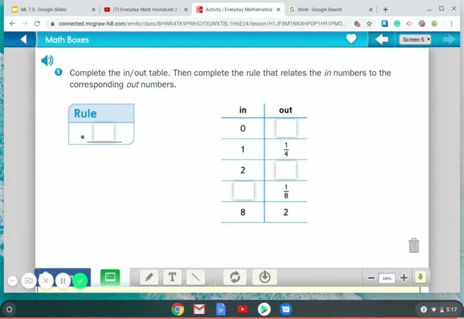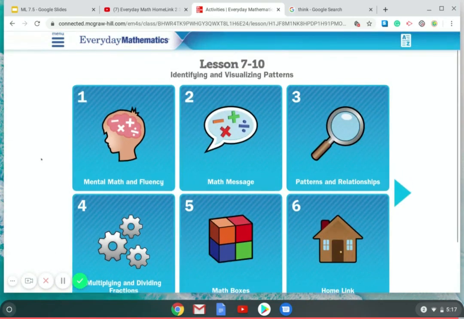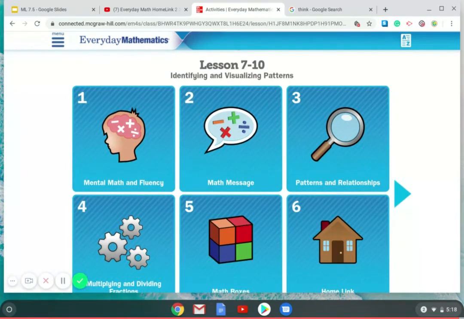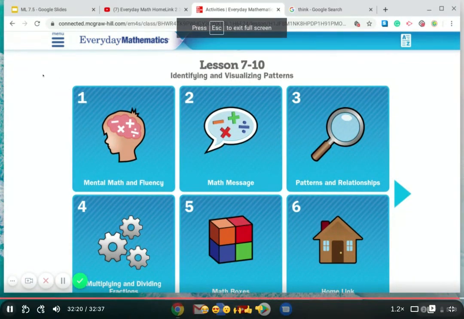Okay, boys and girls, this concludes our lesson 7.10. If you want to continue your exploration, you can go through all of these boxes at your own discretion.